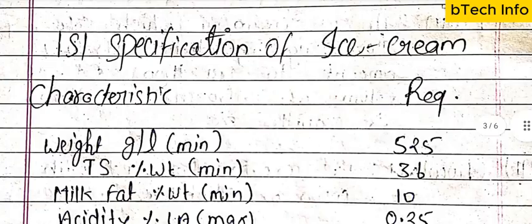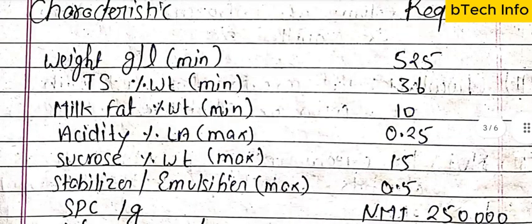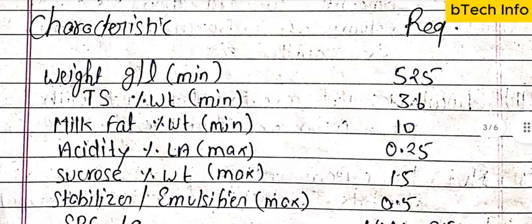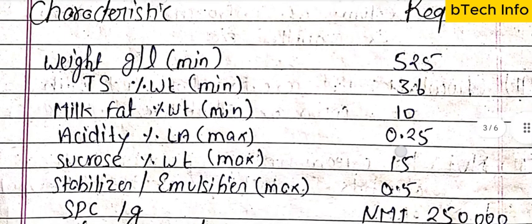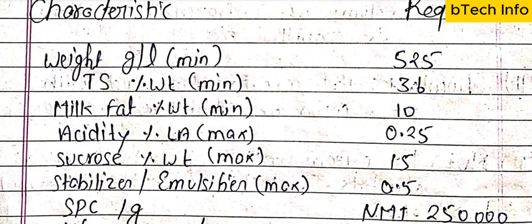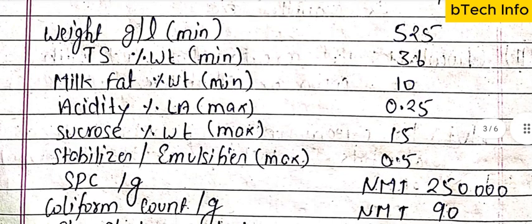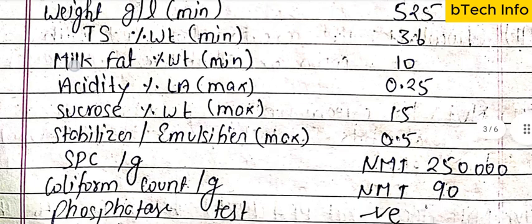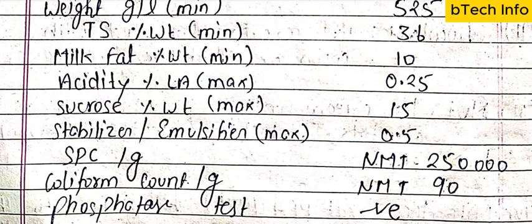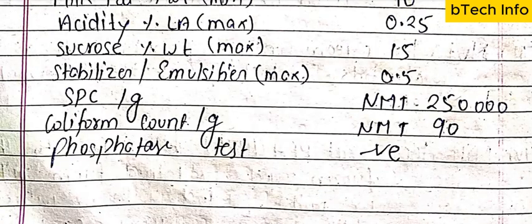Now we see the specification of ice cream. Weight gram per liter minimum should be 525 in ice cream, and total solid percentage weight minimum should be 36%, milk fat minimum should be 10%, acidity percentage lactic acid maximum should be 0.25, sucrose percent weight maximum should be 15%, stabilizer and emulsifier maximum should be 0.5%, SPC per gram not more than 2.5 lakh, coliform count not more than 90, and phosphatase test should be negative.